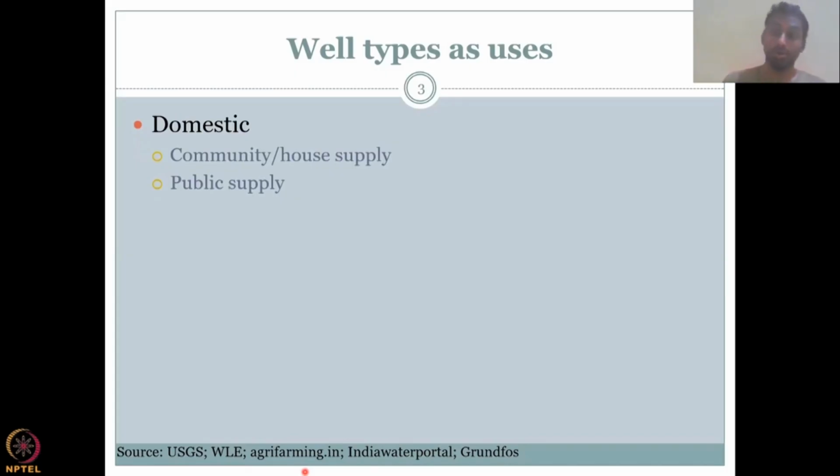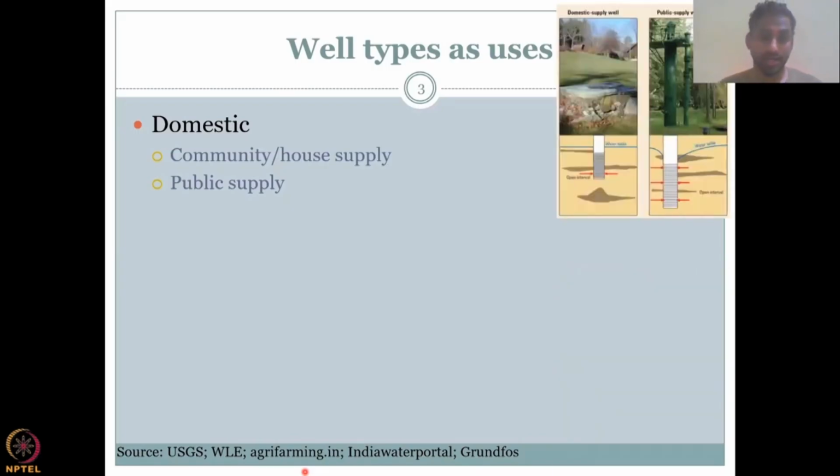Domestic as in for human use, and does it include community and house supply, or is it a public supply? So there are multiple different types of supplies. It could be one house by itself with one groundwater well, or a gated community of five or six houses with one groundwater well, or a street or a village with one groundwater well, or a city with many wells to cater to the groundwater market.